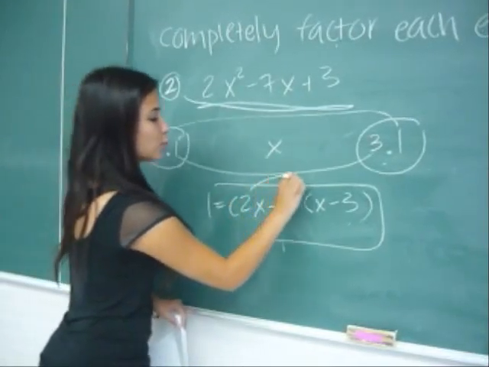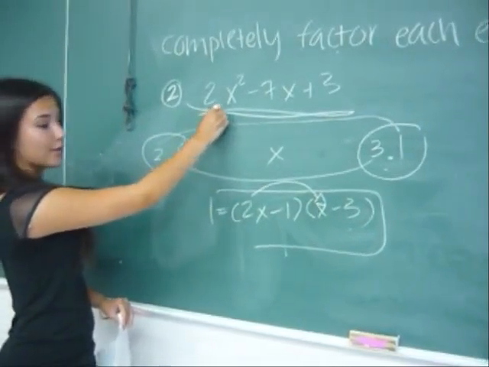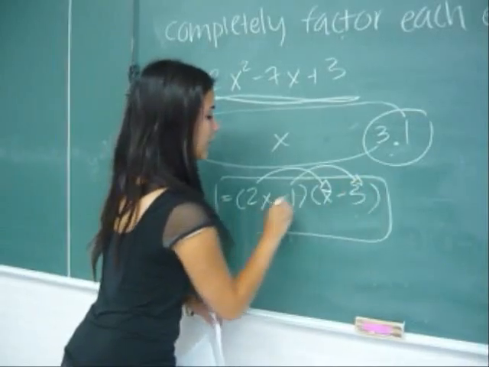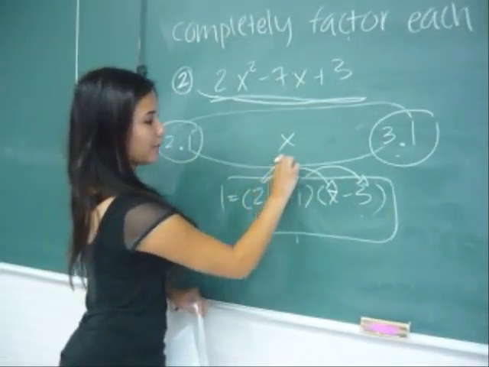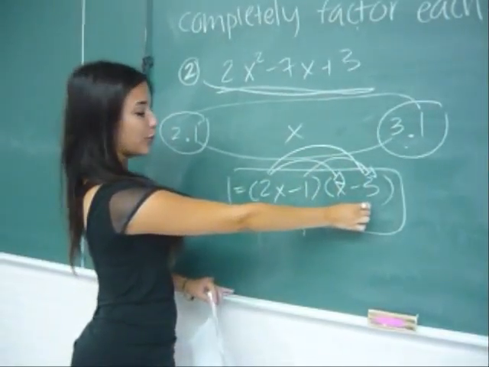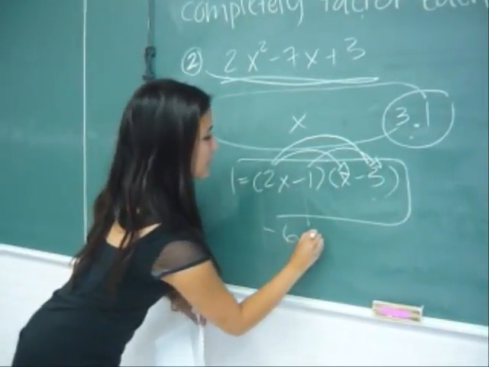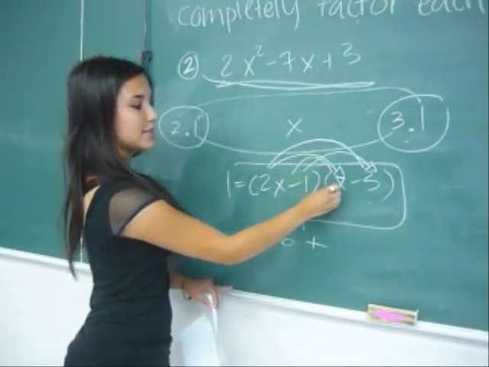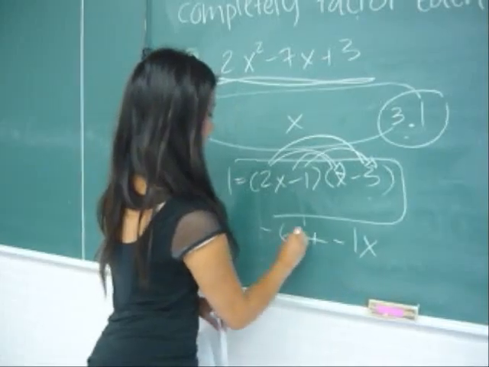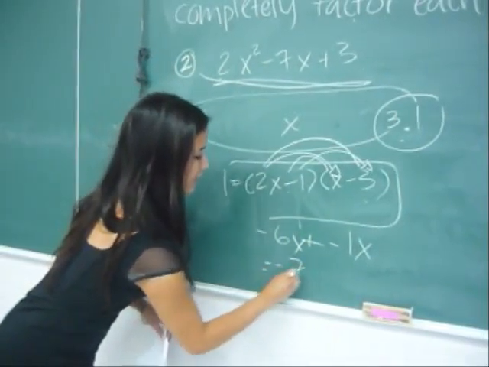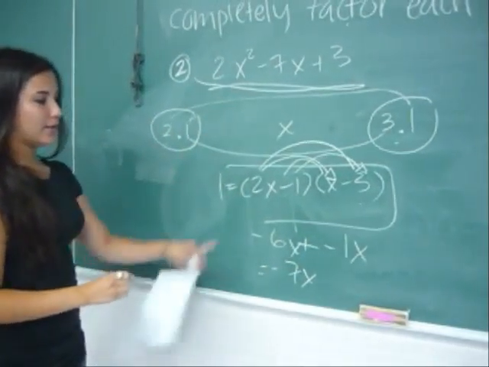So 2x minus 1 and x minus 3. In this case, 2 times x will give you 2x squared. Negative 1 times negative 3 will give you positive 3. And 2x squared times negative 3, so it will be negative 6. Plus negative 1 times x will give you negative 1x. It will give you negative 7x. This is the final answer.